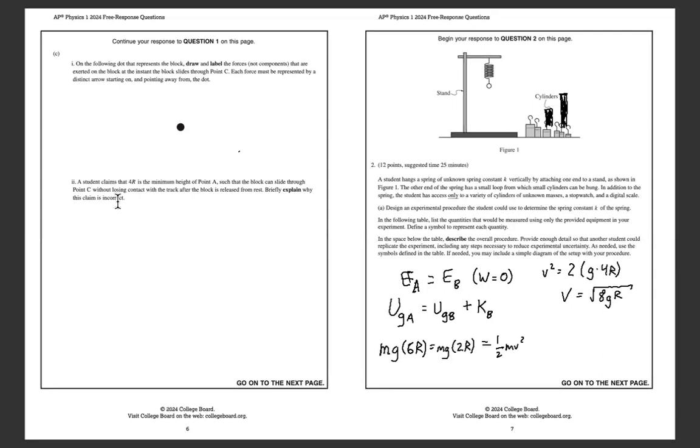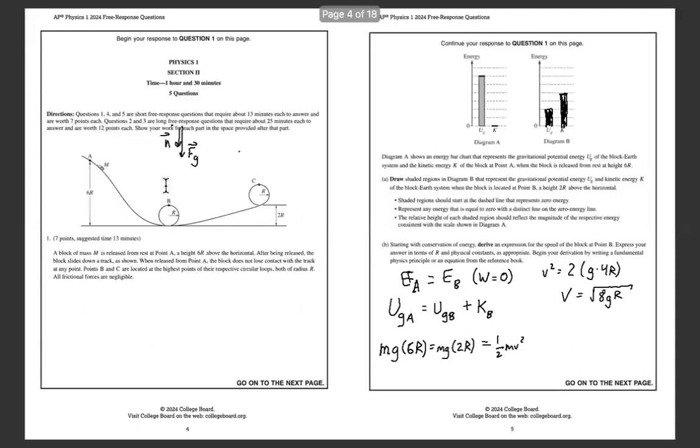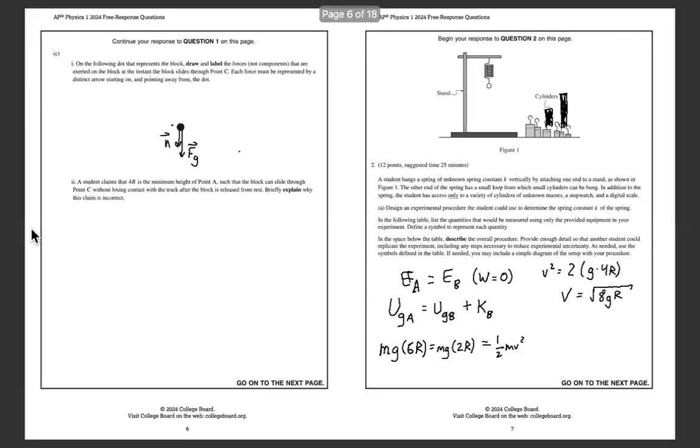All right, so now we're at point C, and we have to draw our free body diagram. That's pretty easy. All we have is the normal force and the gravitational force pointing downwards. The student claims that this is the minimum height so that it can slide through point C without losing contact. Briefly explain why this claim is incorrect. Let's go back to the diagram. It looks like point C is at a height of 4r. So my explanation as to why the claim is incorrect is as follows.